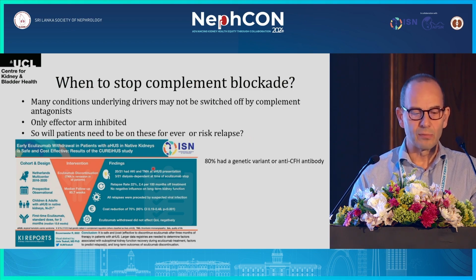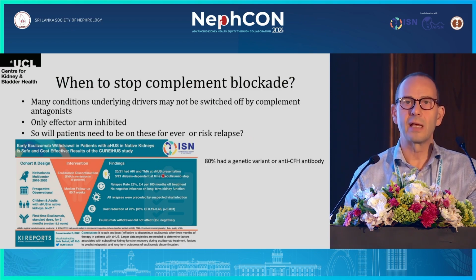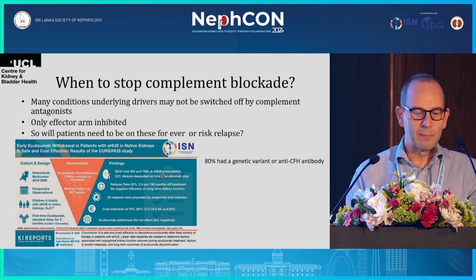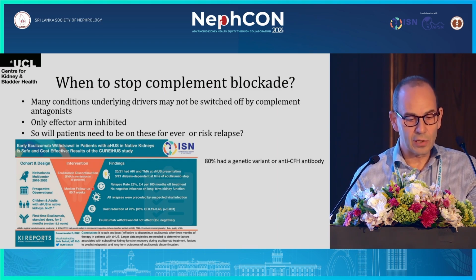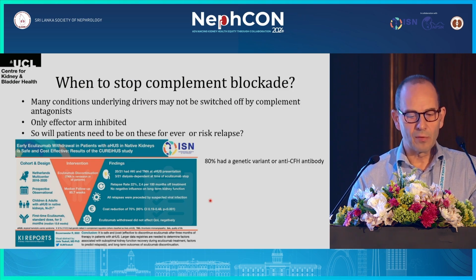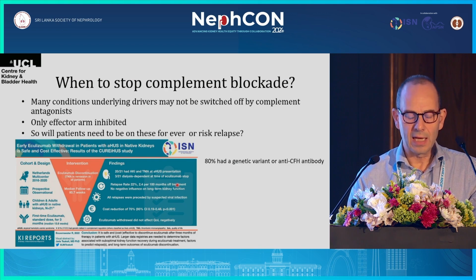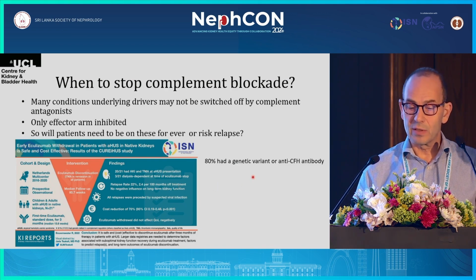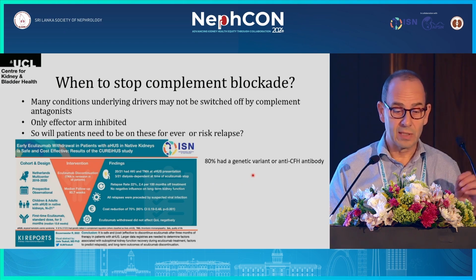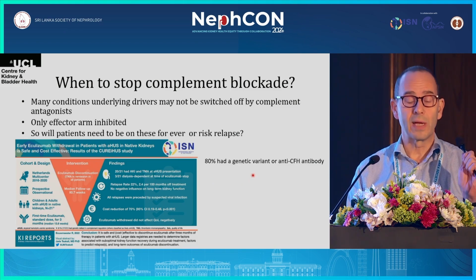This is a study from a number of years ago that looked at early cessation of eculizumab in patients with atypical HUS, including children. And essentially what they showed was that you could do it. There was a small number of people who had a relapse, about a quarter of them, but in fact they restarted their eculizumab and didn't suffer significantly as a result. A huge cost reduction of 70%. And interestingly, the vast majority of people who had a relapse had a genetic variant or an autoantibody.